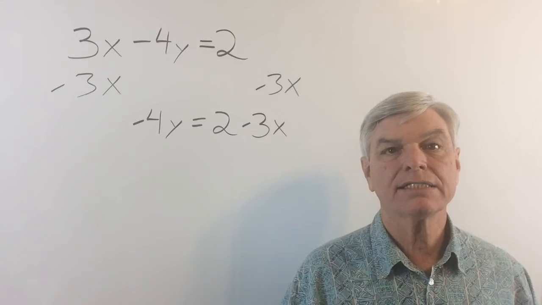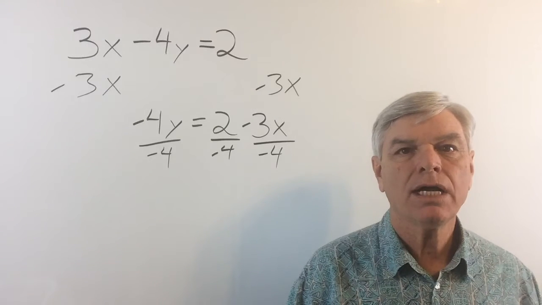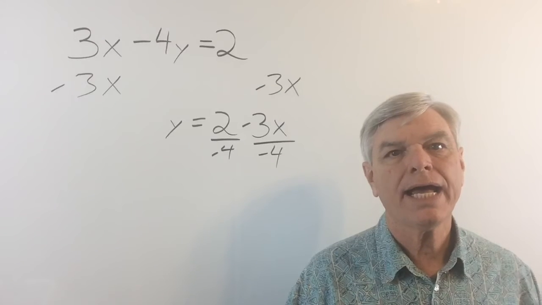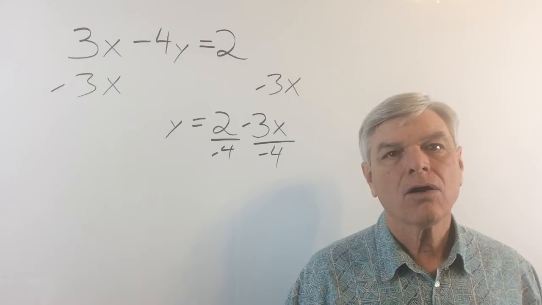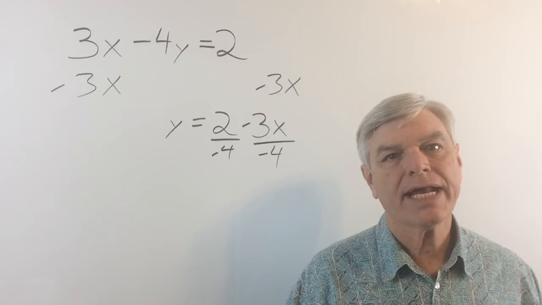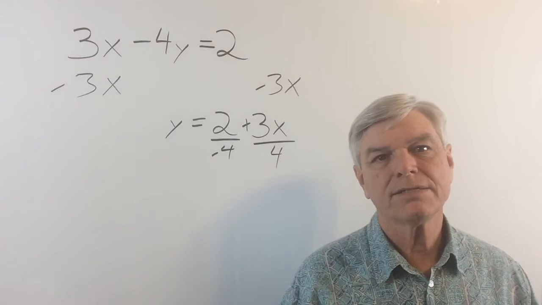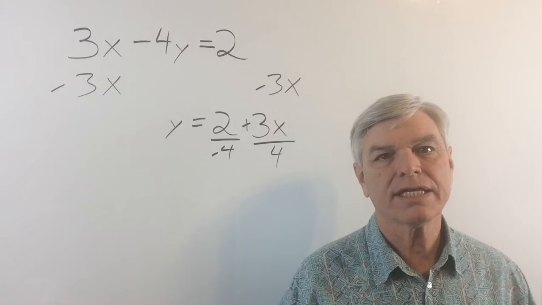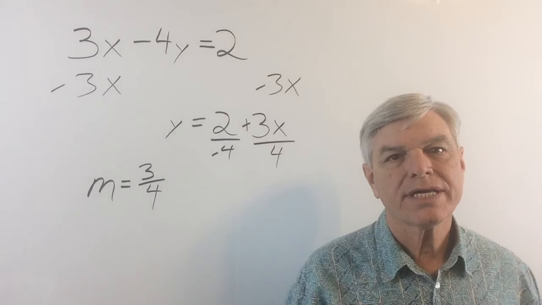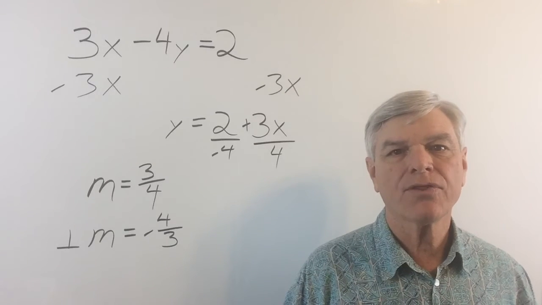And let's isolate our y by dividing everything by -4. -4/-4 isolates that y. And our coefficient in front of x is -3/-4. Can't have -3/-4. A negative over a negative is a positive. I think we learned that in our first lesson. So our slope is 3/4, and our perpendicular slope is going to equal -4/3.